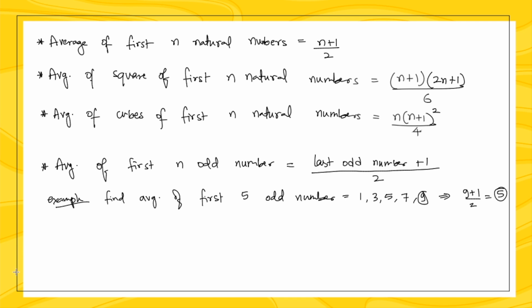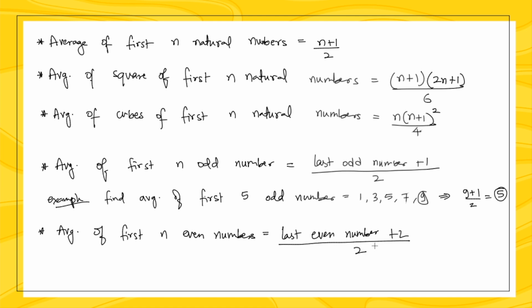Now, if somebody asks you to find out the average of the first n even numbers, the next formula is the average of the first n even numbers. In that case, again in the same way, you take the last even number, and you add 2 to that and divide that by 2. Okay, so that's how you have to do. Now there are a few more important formulas.